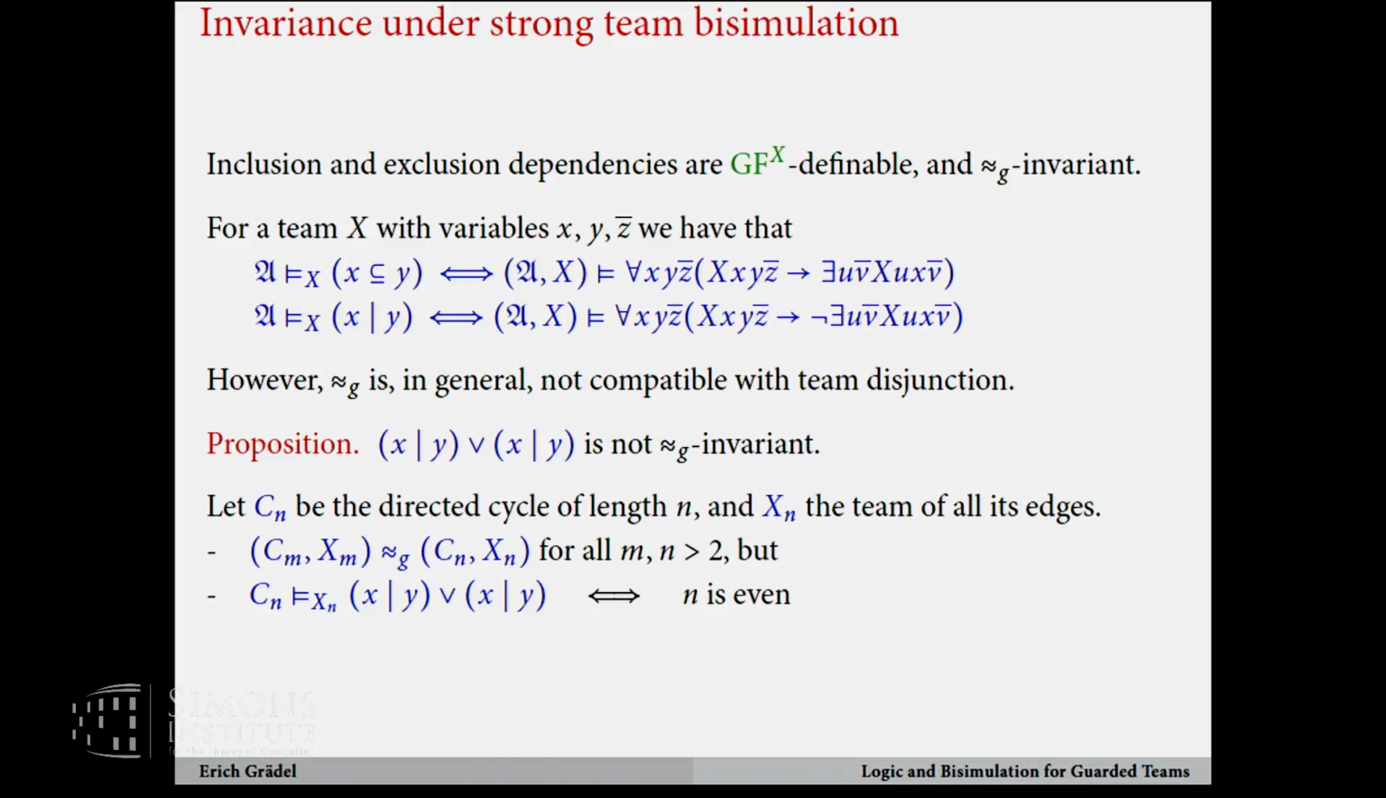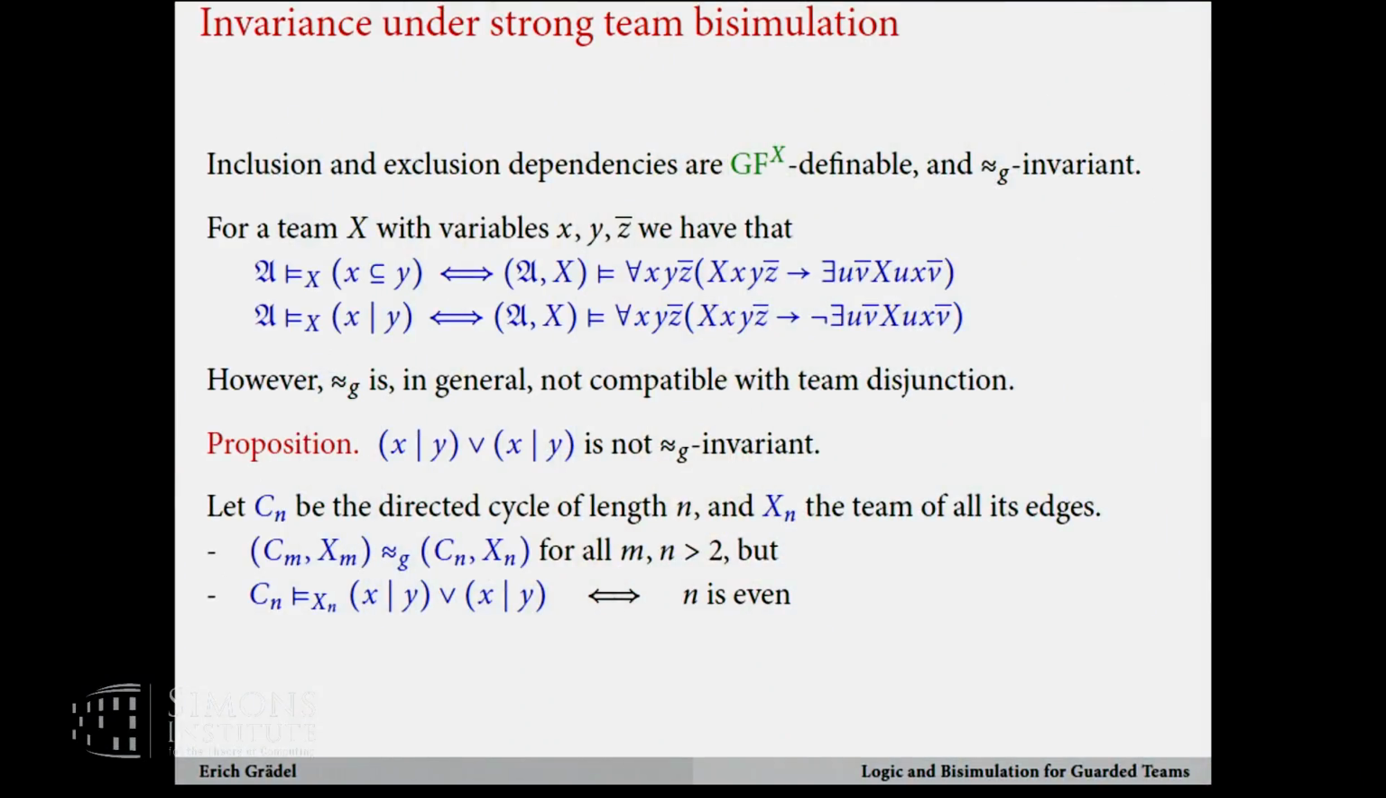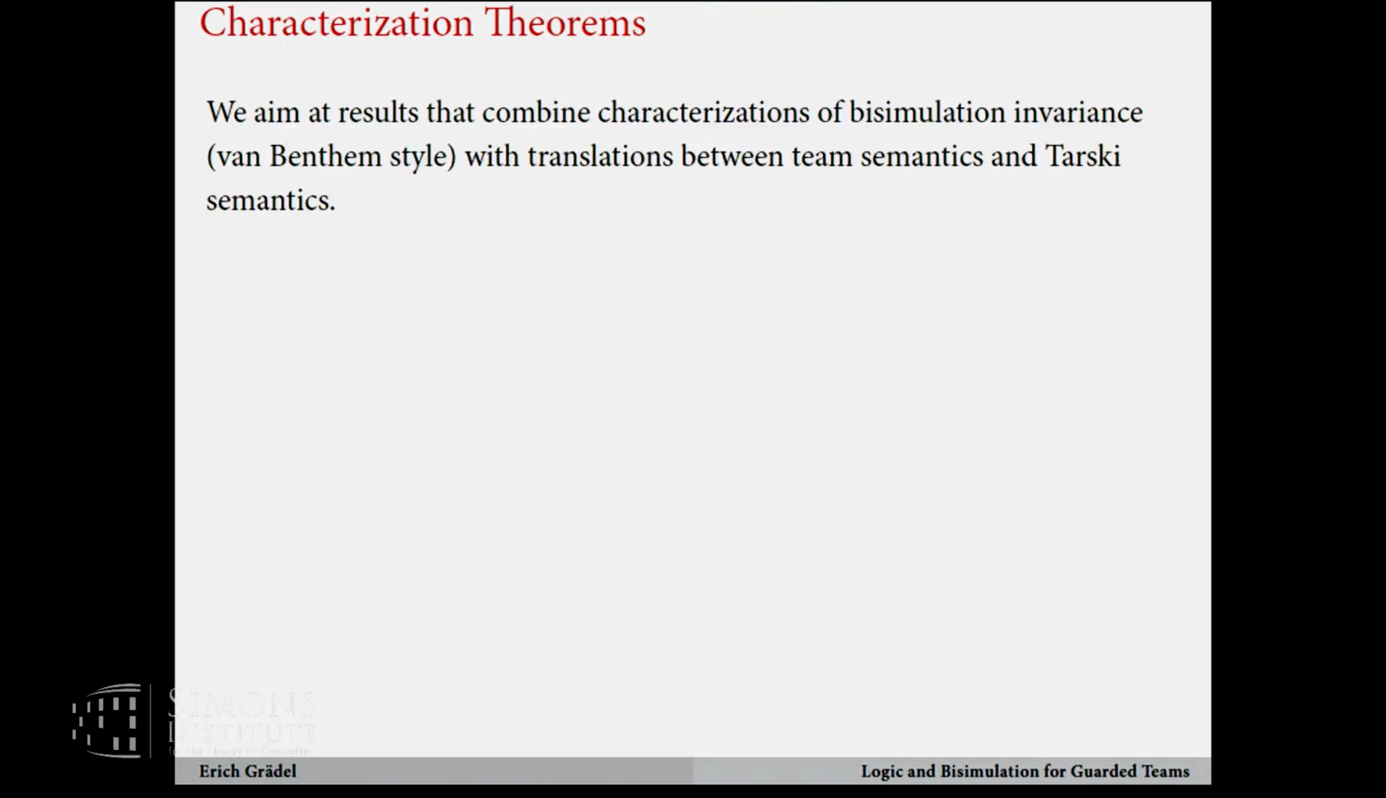If you take cycles, then each edge in a cycle is bisimilar to each other edge. But to split the cycle so that you cover the entire one in an inclusion-respecting manner is only possible if the cycle has even length. So with a disjunction, you could separate cycles of even length from cycles of odd length, and thus break bisimilarity.